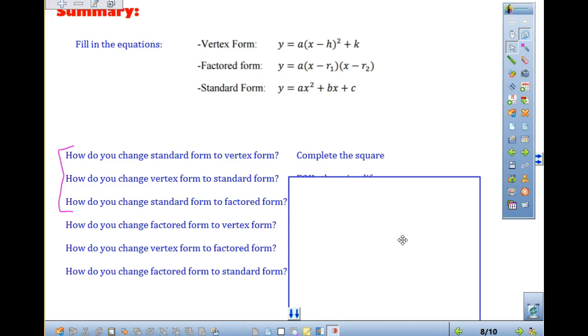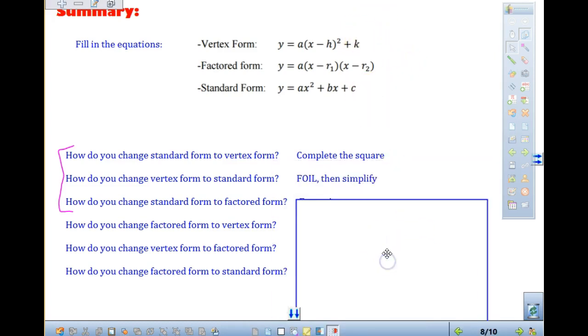That's why we spent 2 days on that, and we really wanted to get that down, that you understood completing the square. Because that is our vertex form of our equation. If it's in vertex form, how do we get it from this form down to standard form? You're going to use that FOIL or multiplying. And then you're going to simplify.